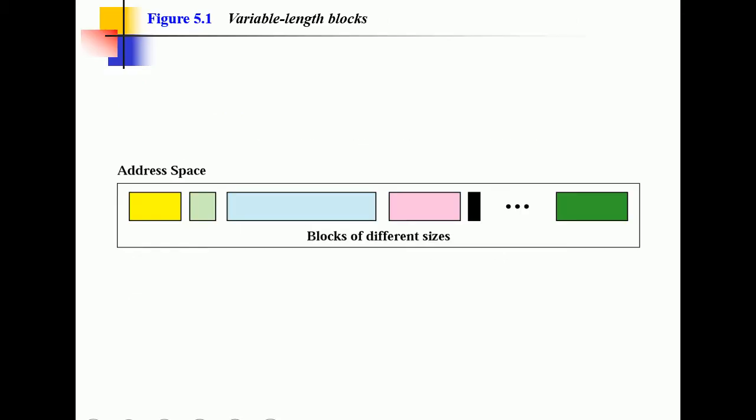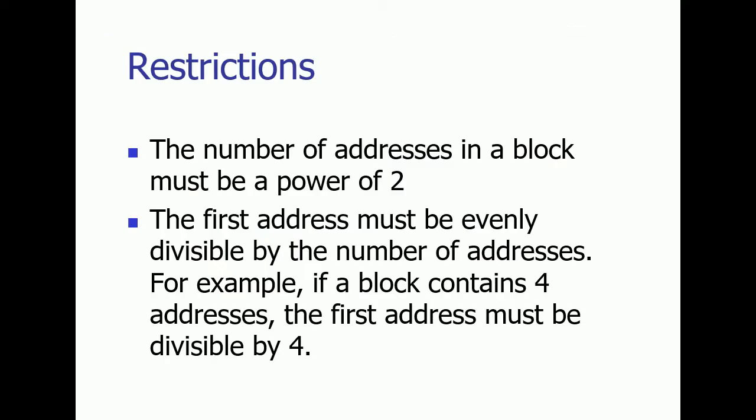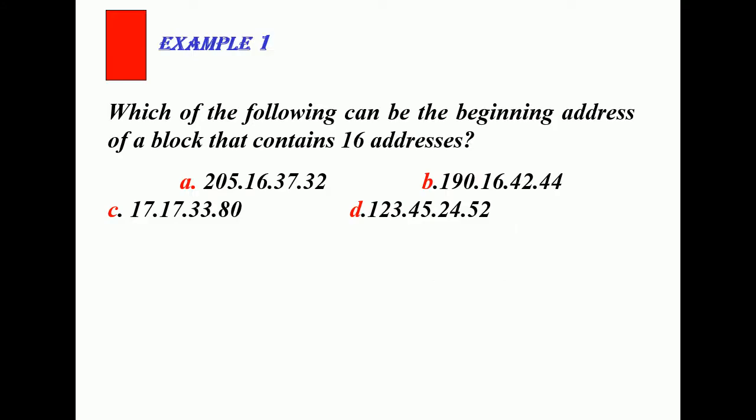So this is the overall address space, and you can see the block sizes allotted to different organizations by the internet authorities are different in size, and size means the number of addresses, based on the user's requirement. So these are the restrictions. The number of addresses in a block must be a power of 2, and the first address must be divisible by the number of addresses. Means if a block contains 4 addresses, then the first address must be divisible by 4, the first byte of the address, right? And first byte means rightmost.